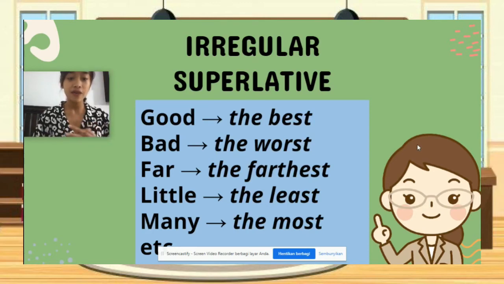Good will be the best, bad will be the worst, far will be the farthest, little will be the least, many will be the most, or etc.